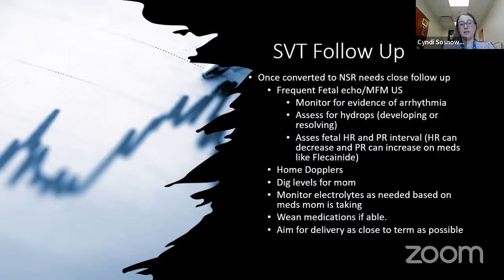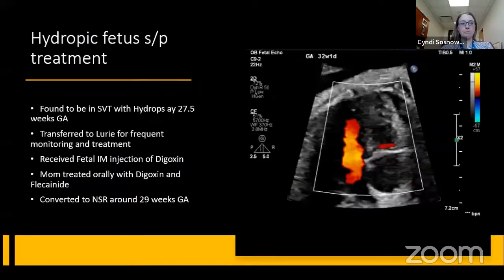And that can sometimes be a little tough for them because it can cause diarrhea. And so if you're able to come down on the medications and then come down on supplementation, that would be ideal. So when I have these patients, I try to get moms on single therapy with just digoxin, if I'm able to. And then you want to aim for delivery as close to term as possible. Obviously, if you have a severely hydropic infant and you're not able to really treat that well, then you may have to deliver because the hydrops can worsen and you can have intrauterine fetal demise.